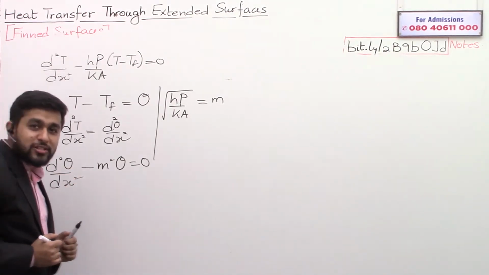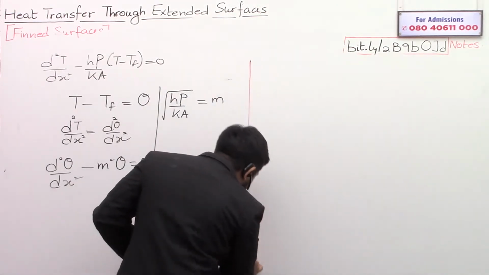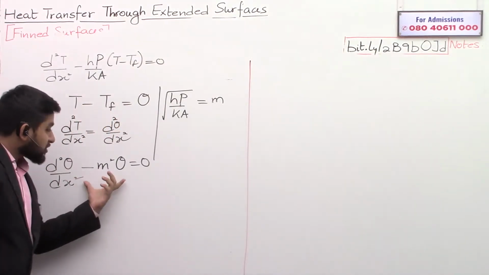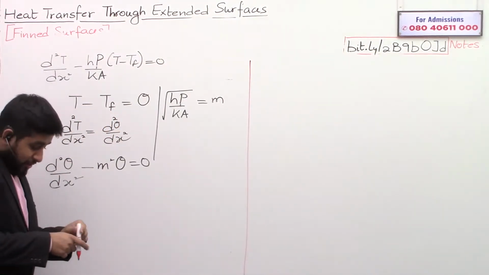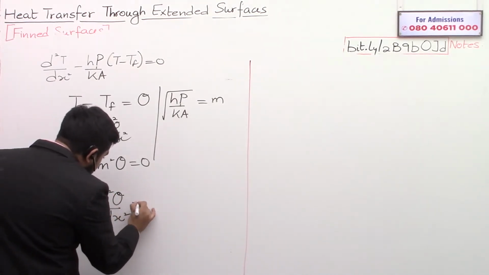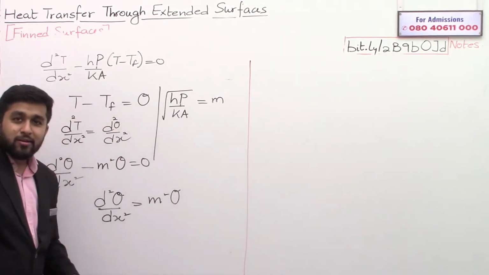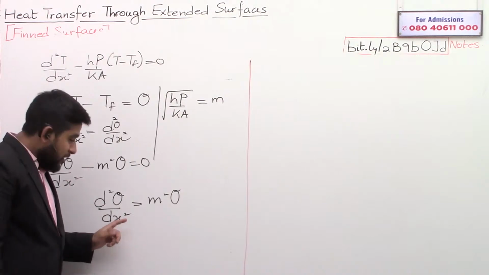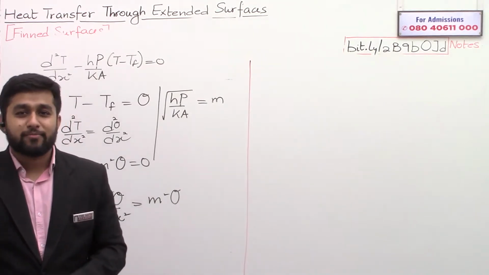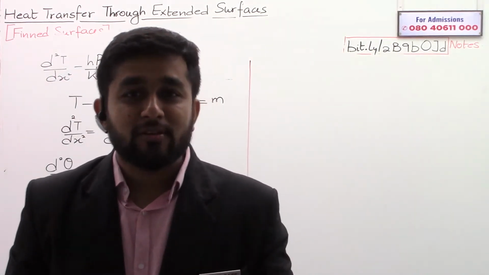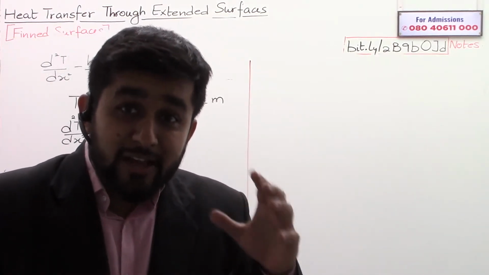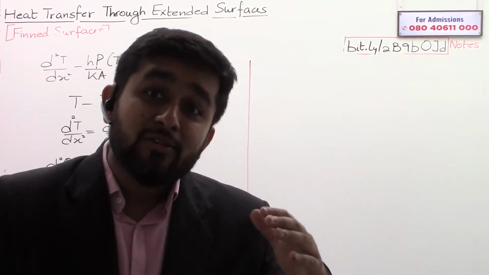Now let's see how to solve this equation. We want to find the solution of the equation. Basically, you want to find the function theta which satisfies this equation. It's very simple. I can write d square theta by dx square equal to m square theta. So it says, if you differentiate theta two times, you get theta again multiplied by a constant. Theta is such a function: you differentiate twice, you get theta again.